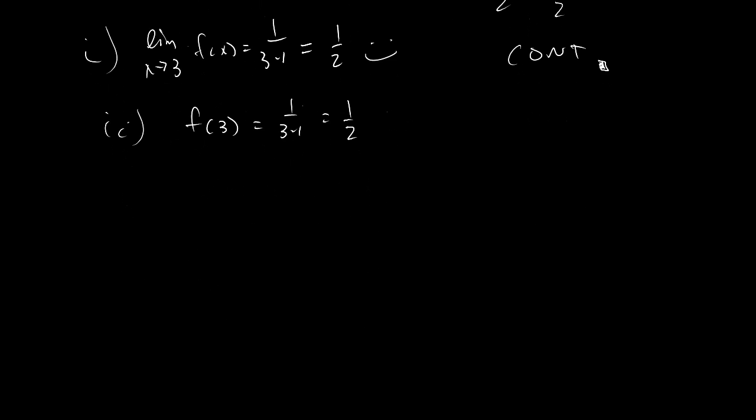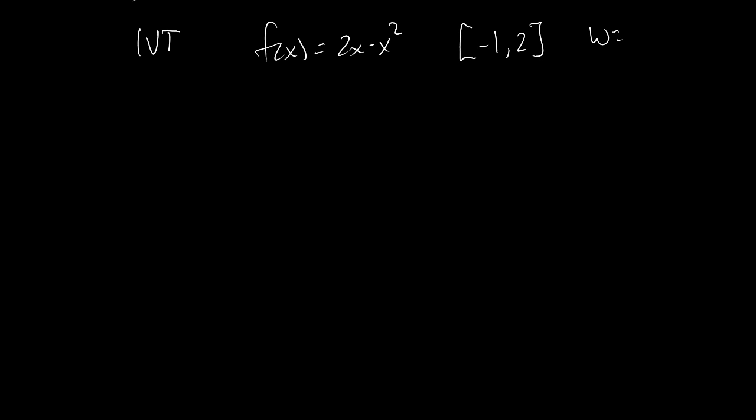So we did that. Now moving on to some craziness: the intermediate value theorem. So happy about this. So IVT. Our function is equal to 2x minus x squared on the interval from -1 to 2, and I have w equal to -1. Well, remember that w is really just f of c. So f of c is equal to -1. So step 1, am I continuous? Well, that's a parabola, so yes, I'm continuous.